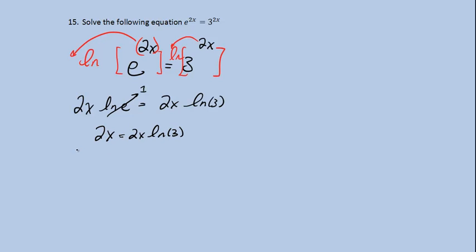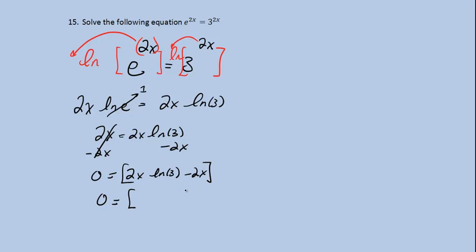If I want to solve for this, make sure not to make the mistake of just canceling out your x's. You can't do that. So we're going to subtract 2x on both sides. So I get 0, because this cancels and we get a value of 0, equals 2x ln of 3 minus 2x. Hopefully now we recognize that we can factor out a value of x. So we get 0 is equal to, we can actually factor out a value of 2x. So let's factor out 2x. So we'll be left with ln of 3 minus 1, still times 2x.